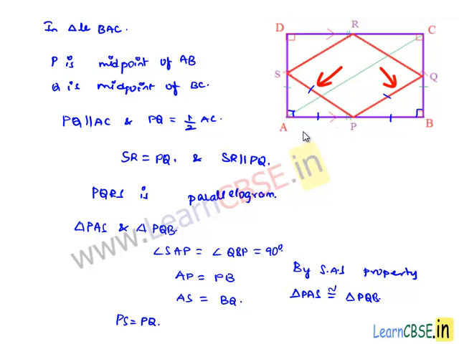Now in parallelogram PQRS, we have got that adjacent sides are equal. Here we know that a parallelogram with adjacent sides equal is a rhombus. Therefore we can say PQRS is a rhombus.